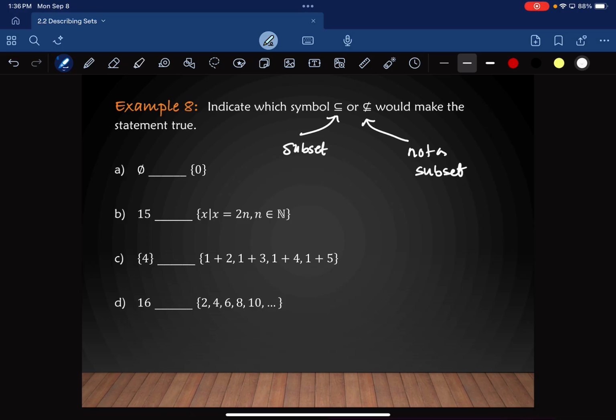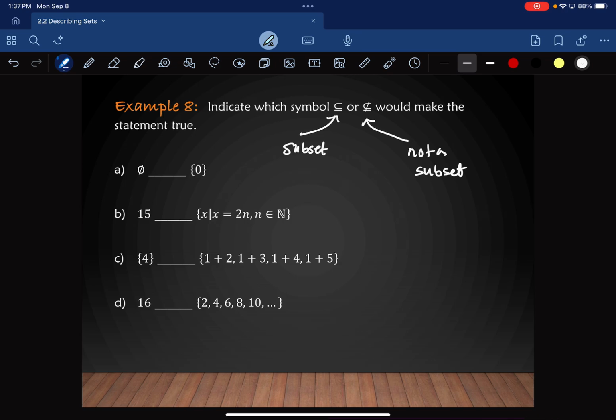Now, inherent in the word subset is the word set. So something can be a subset only if it's a set. Is everybody with me? Do you see anything listed in parts A through D that's not a set? You should. Can you give me one, Allie? B. How do we know that what's on B, the 15, is not a set? It doesn't have curly braces. So if it's not a set, then it's not a subset.